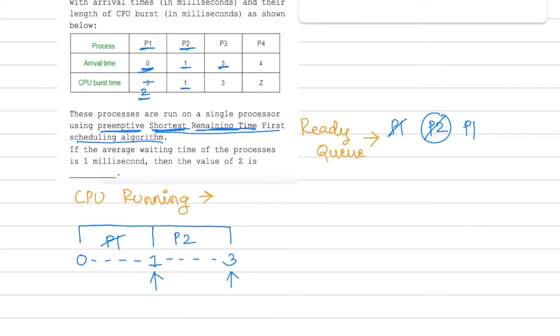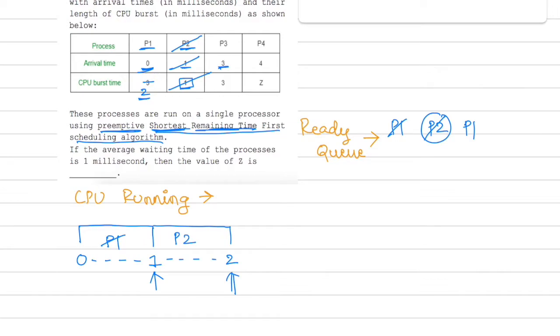Hold on, P2 has a CPU burst time of 1 second only. Okay. So it will not run till 3, my bad. It will just run till 2 because it has a burst time of only 1 second. So till 2, P2 will run and then it will go out of the system. So let me strike it out here. So P2 gets over at the second second itself.